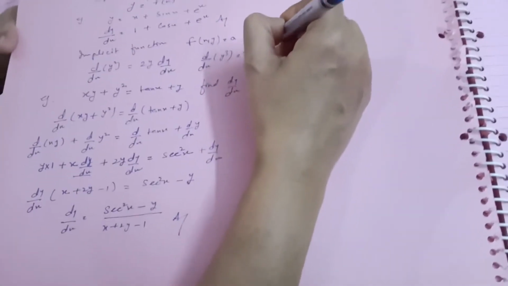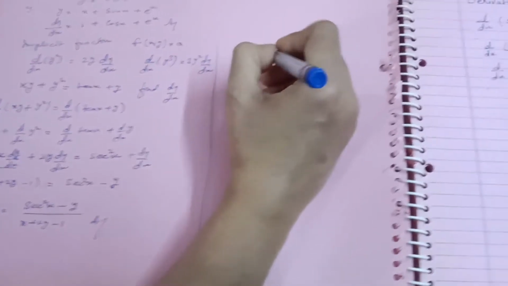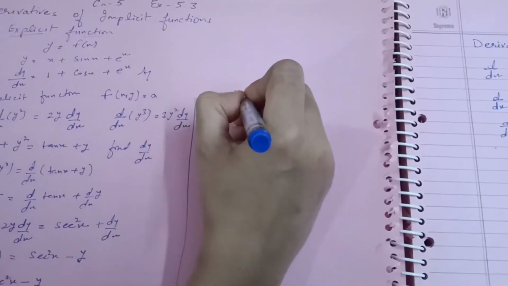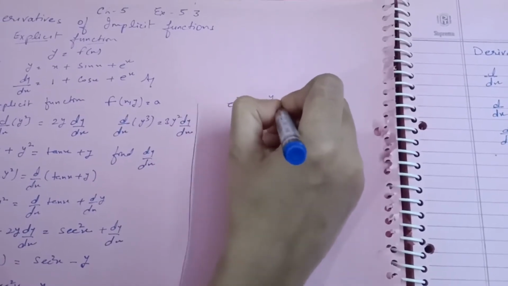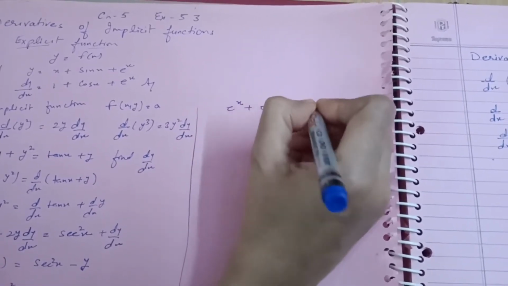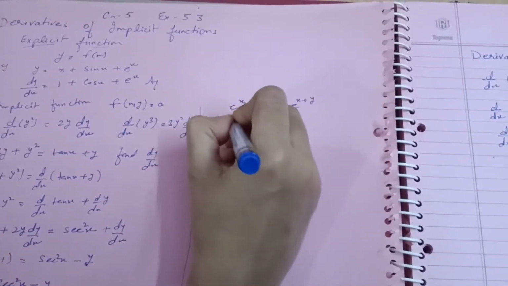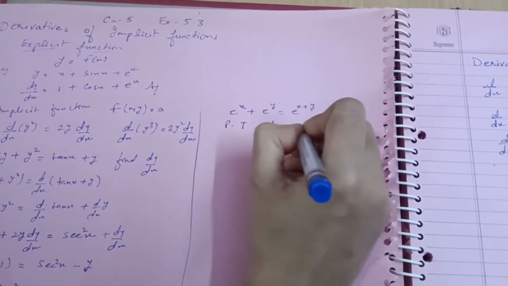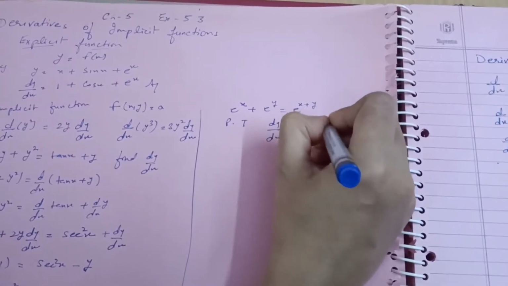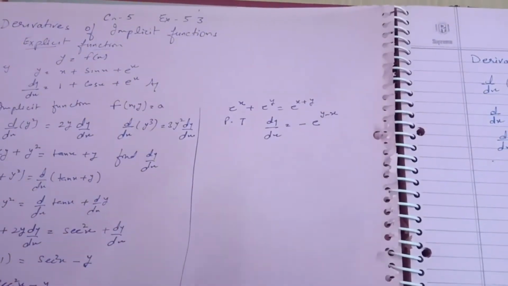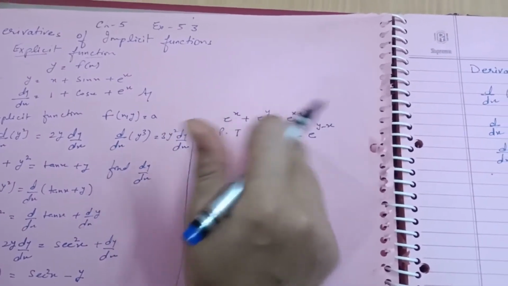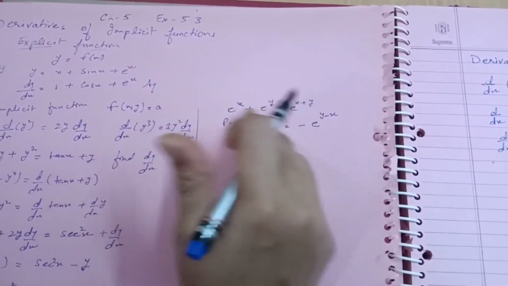One more example I am giving you, a good example. Your function is e^x + e^y = e^(x+y), and you need to prove that dy/dx = -e^(y-x). So how are you going to do this? You can't separate it, so differentiating both sides directly.